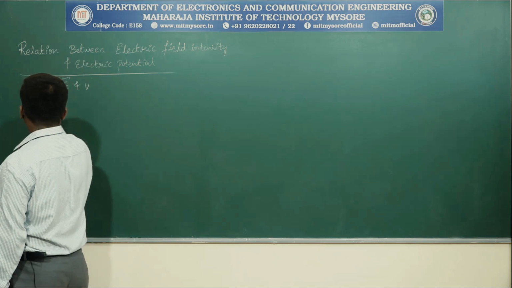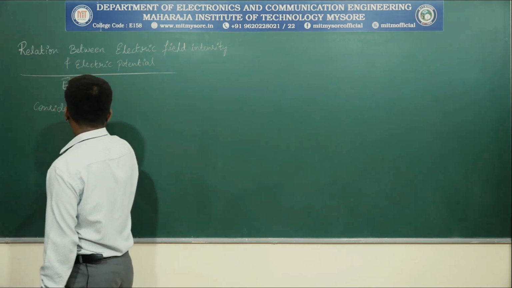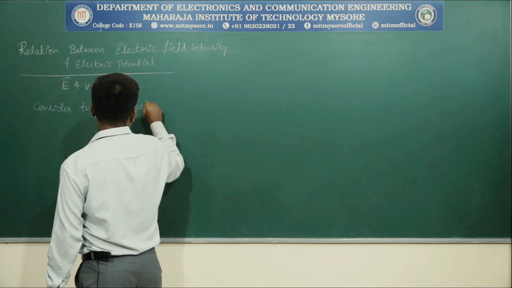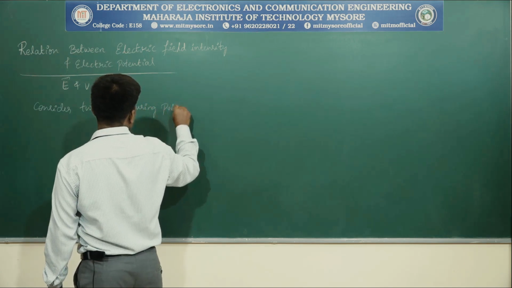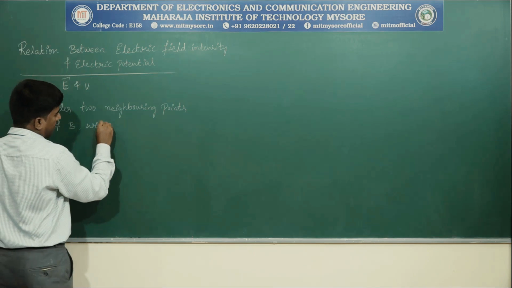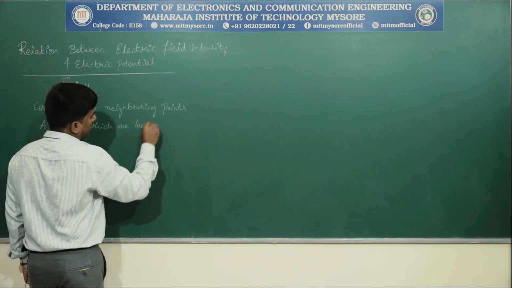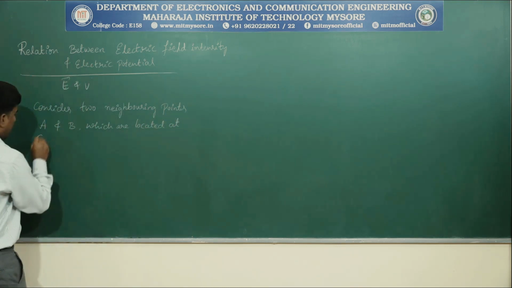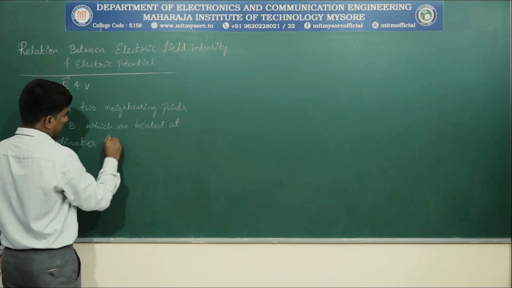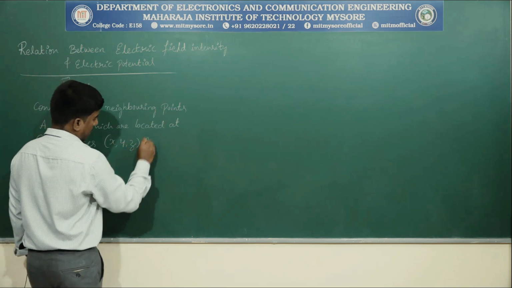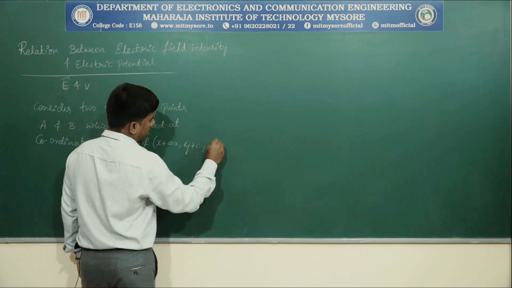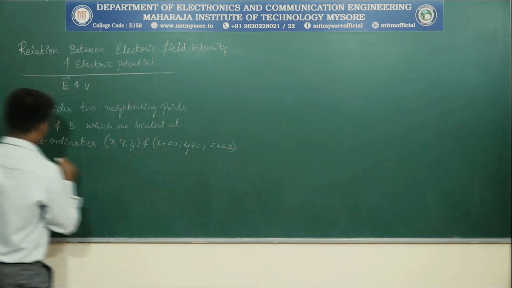Let us consider two neighboring points A and B, which are located at coordinates x comma y comma z and x plus delta x comma y plus delta y comma z plus delta z respectively.